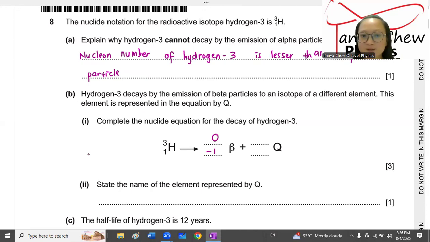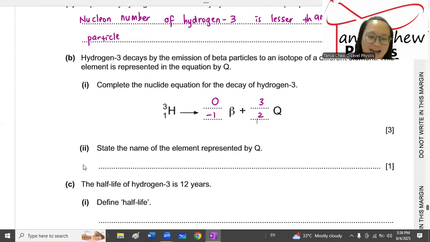So you just balance the nucleon number 3. This is 3 on the left hand side. 1 on the right hand side must be balanced by 2, right? -1 plus 2 is equal to 1. And state the name of the element represented by Q, that is an isotope of helium. Helium nucleus.